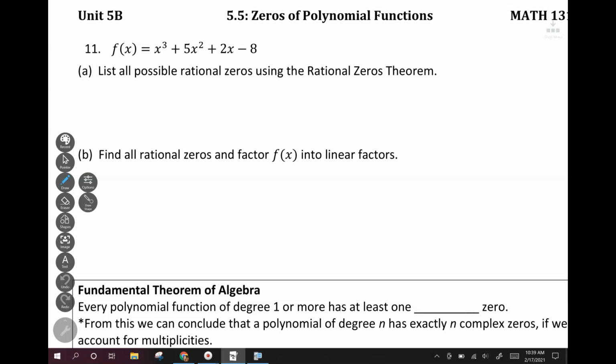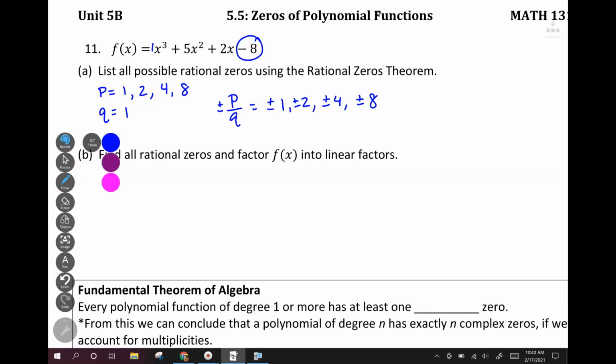List all the possible rational zeros using the rational zero theorem. So my p's are going to be my factors of -8. My q's are going to be my factors of 1. So that one's nice and easy, actually. So my plus or minus p over q's, so I don't forget that I can have positive or negative, are just going to be plus or minus 1, 2, 4, and 8. Okay, so actually only 8 options to check this time. All right, let's test them out.